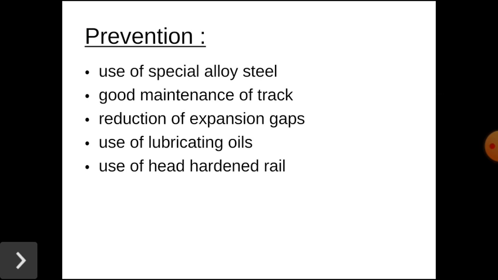So how can we prevent it? Mainly we can use special alloy steel that will prevent the wear. Then good maintenance of tracks, reducing the expansion gaps, using lubricating oils, and also using head hardened rail.